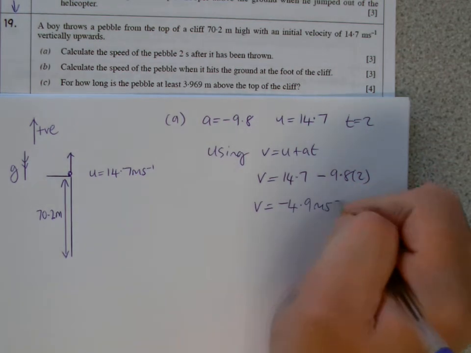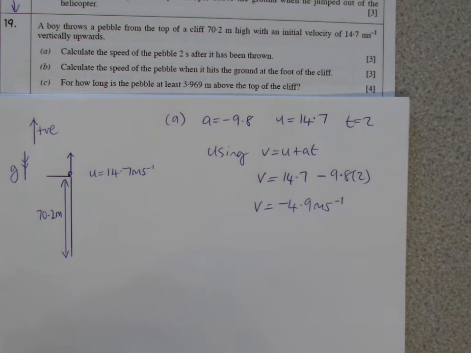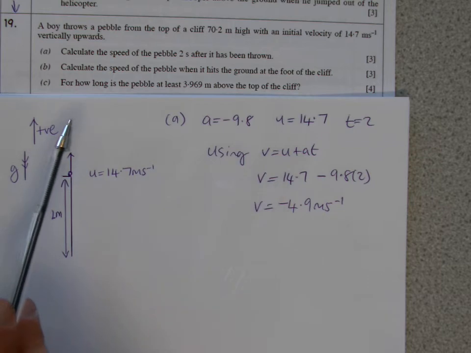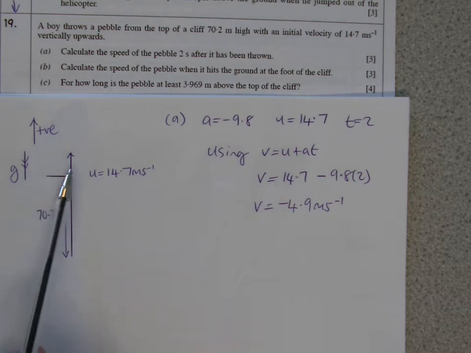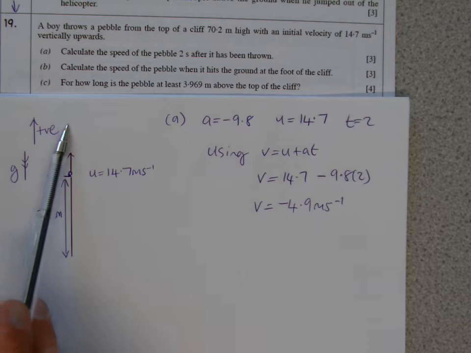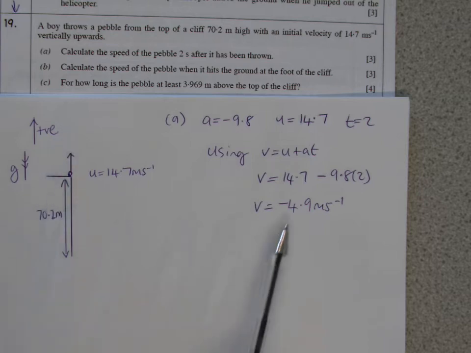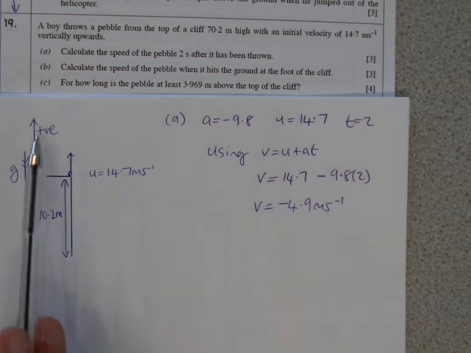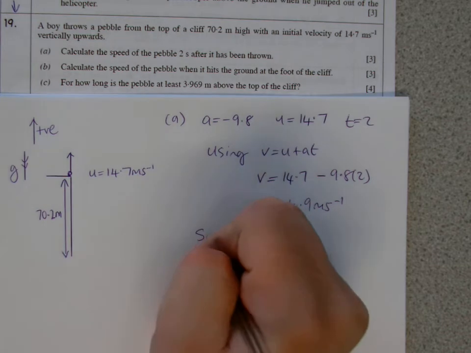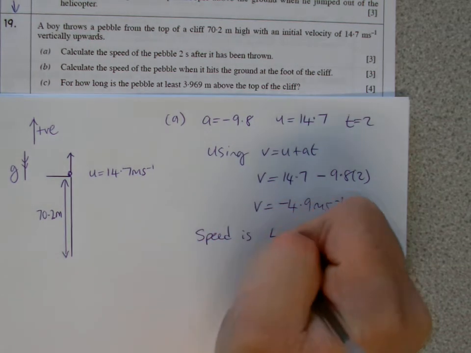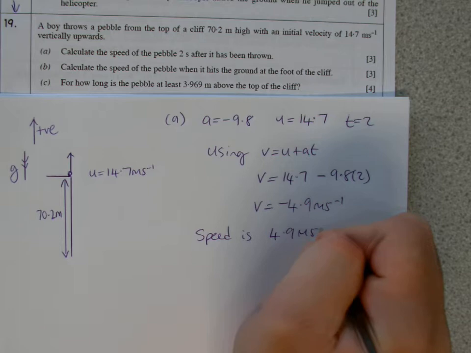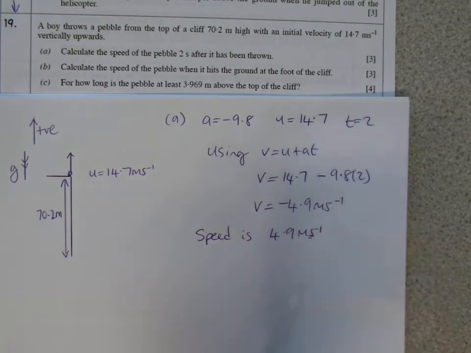Now don't worry that it's a minus. Remember, velocity describes direction as well. So what's happening is, at 2 seconds, that pebble is already falling. It's thrown upwards, but by the time t gets to 2, it's already reached its maximum height, and now it's on its way down. Hence we've got a negative velocity to show it's going in the opposite direction to positive. But when you say its speed, you need to say the speed is 4.9 meters per second. You need to take the positive.